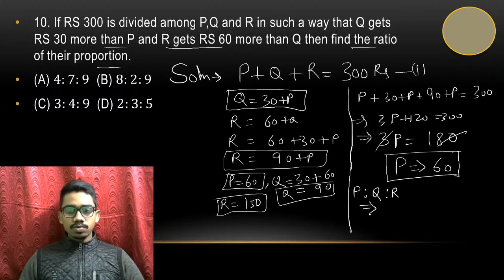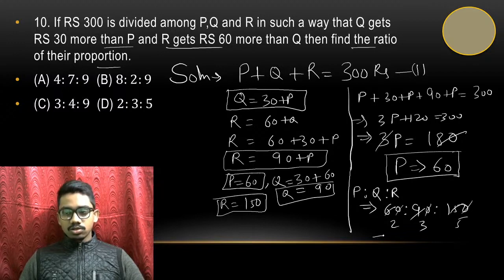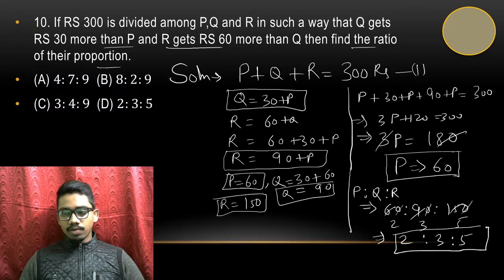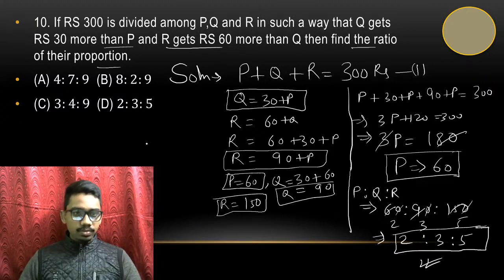So you have to find the ratio P to Q to R. So what will you get, guys? P is 60, Q is 90 and R is 150. So the 0 cuts with 0. 3 2s are 6, 3 3s are 9, 3 5s are 15. So this will be the ratio 2 to 3 to 5. 2 to 3 to 5 will be the correct answer to this question. Clear? Option number D is the correct answer.